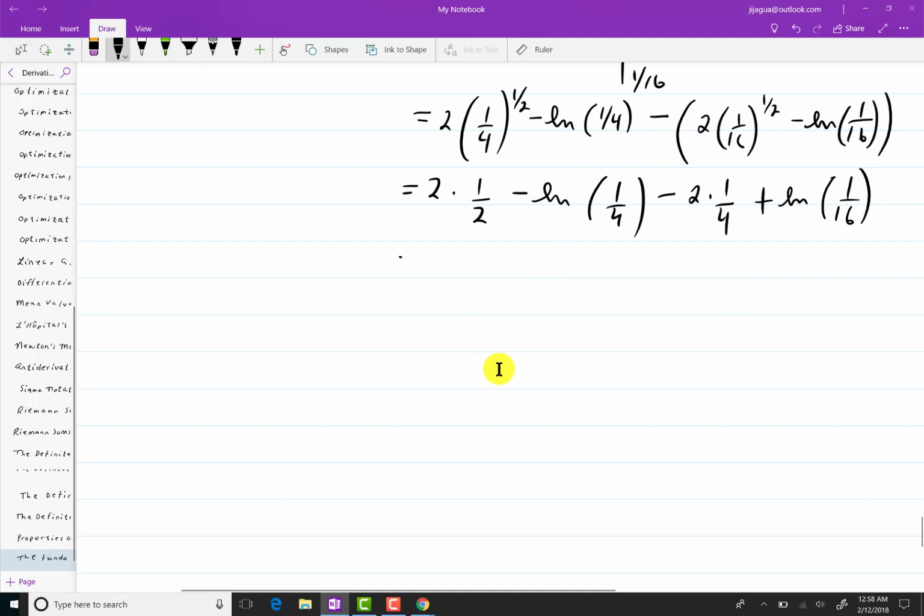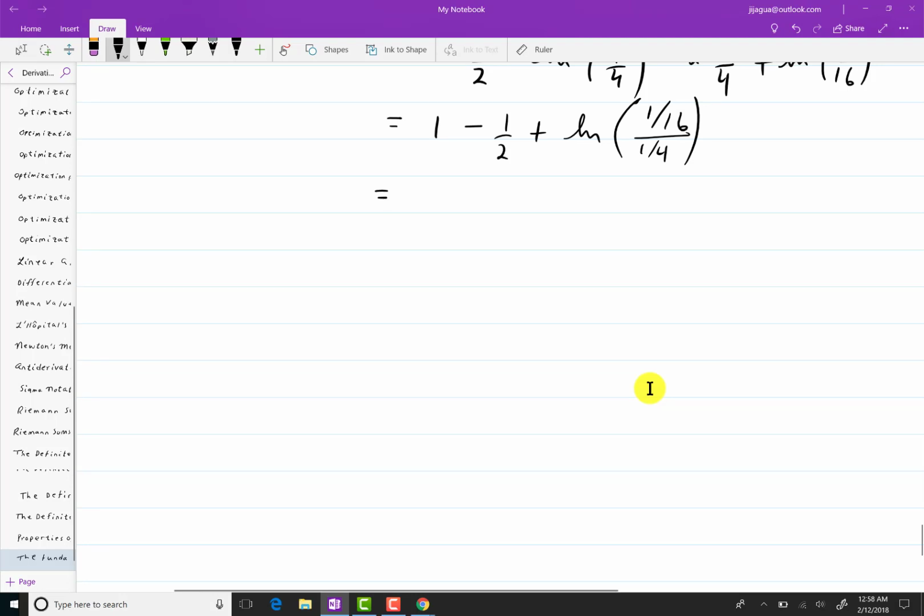And that gives me 2 times 1/2 will be 1. And then I'll have minus, I'll do the number parts here first. 2 times 1/4 will be 1/2. And then this stuff here, I can do ln of 1 over 16 divided by 1 over 4. So this is going to equal 1/2 plus ln. When you simplify this fraction, you get 1/16 times 4 over 1 will be 4 over 16, or 1/4. And there's your final answer.